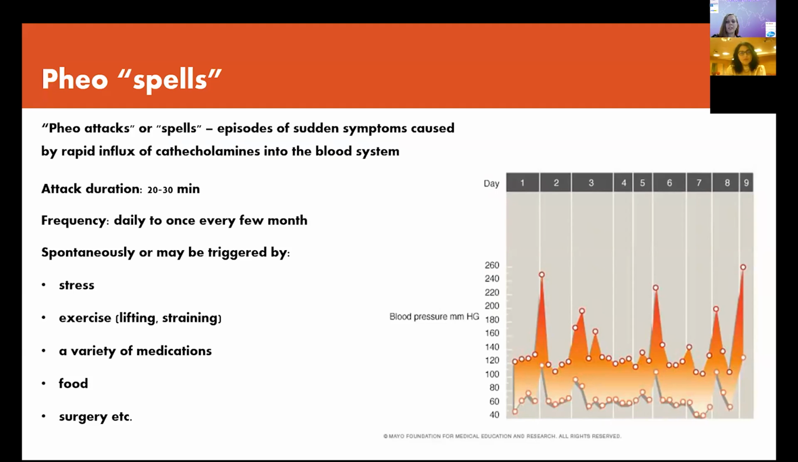And we see here a graph with the spikes of blood pressure in a patient during a 10-day period. So the uncontrolled blood pressure elevation can be sustained and the patient is diagnosed with hypertension, but sometimes the elevation of blood pressure can be paroxysmal, just during those attacks.